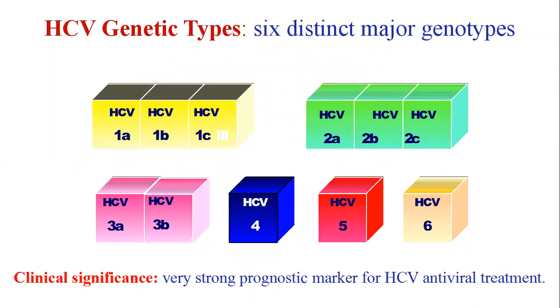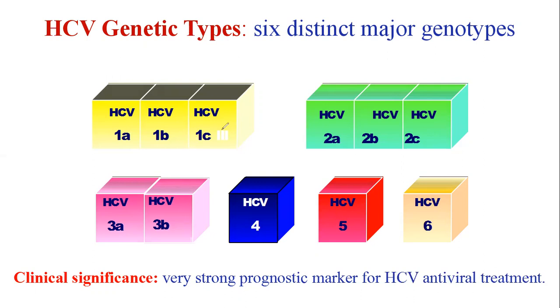This is their genetic types. HCV has 6 distinct major genotypes, and here you can see HCV 1A, 1B, 1C, then 2A, 2B, 2C, 3A, 3B, 4, 5, and 6. So these are 1, 2, 3, 4, 5, 6, the 6 distinct major genotypes. And within A, B, and C there are also sub-genotypes.